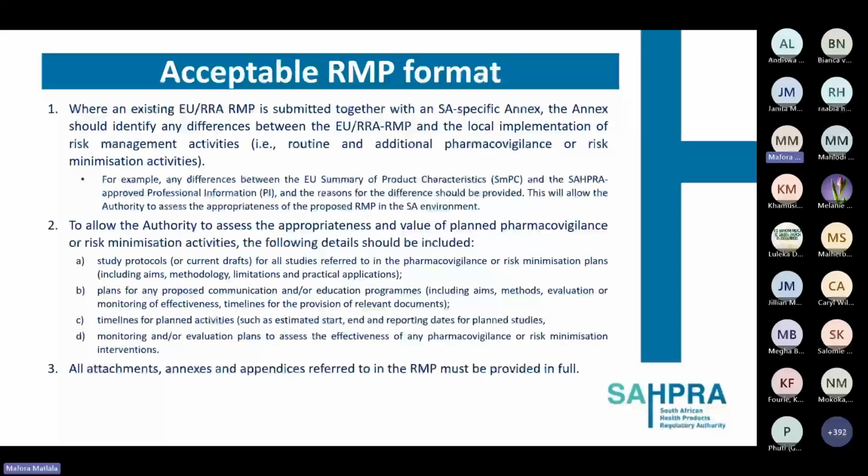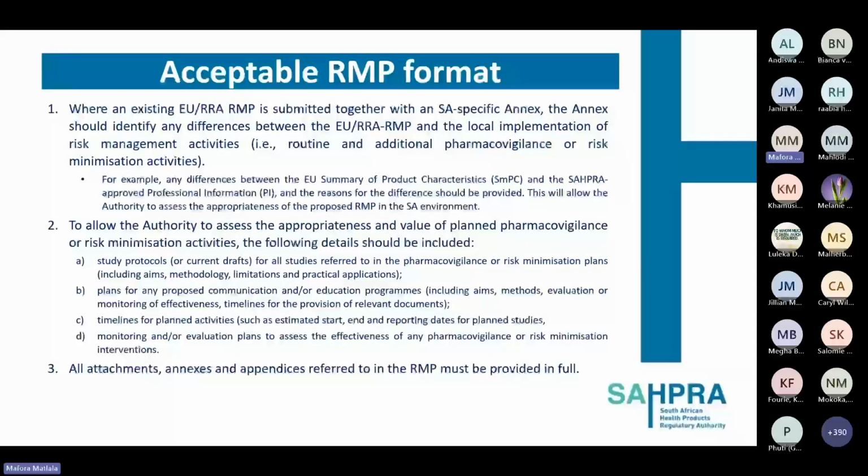Then the acceptable RMP format still continues, where an existing EU or RRA RMP is submitted together with an SA-specific annexure. The annexure should identify any difference between the EU and the other RMP, or the foreign RMP in this case, and the local implementation of the risk management activities, that is routine and additional pharmacovigilance or risk minimization measures. So it's important for us to see the difference in terms of what has been proposed for, or what will be implemented rather, in the other countries compared to what you will be proposing for South Africa.